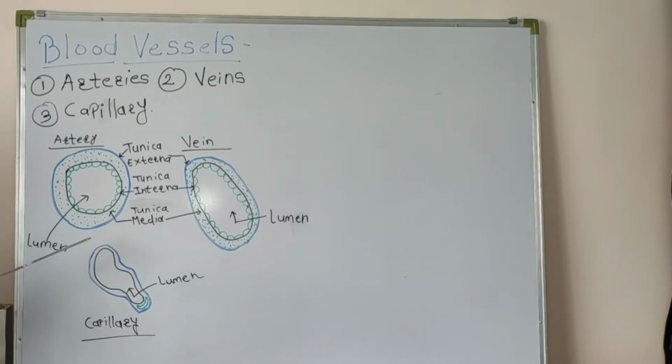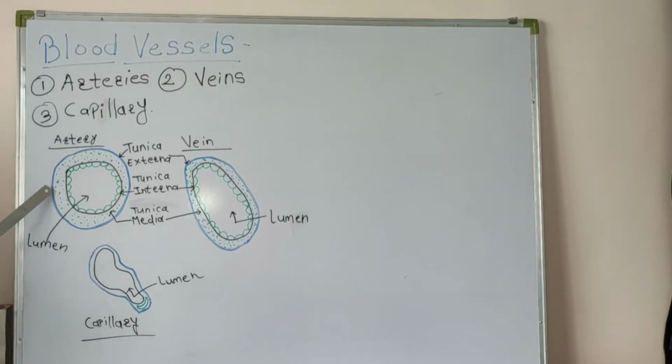On the basis of the lumen we can identify which is the artery, which is the vein and which is the capillary. So we will see them one by one. First we will see the artery, after that the vein and after that the capillary.